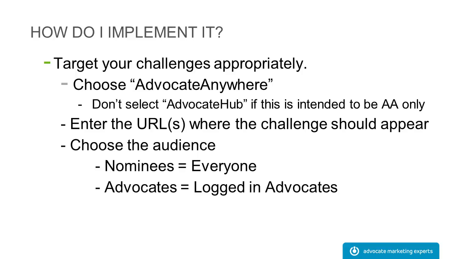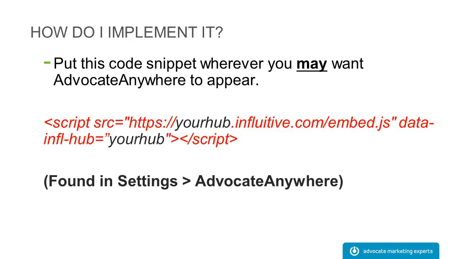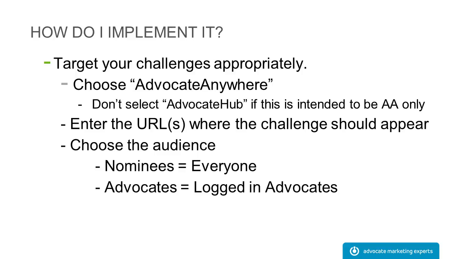So how do you implement it? Just to review, add this script to any page where you would ever consider having AdvocateAnywhere, target your challenges appropriately, select AdvocateAnywhere, and then enter the URLs where this challenge should appear, and then choose nominees if you want everyone to see it, and advocates if you only want logged in advocates to be able to see it.